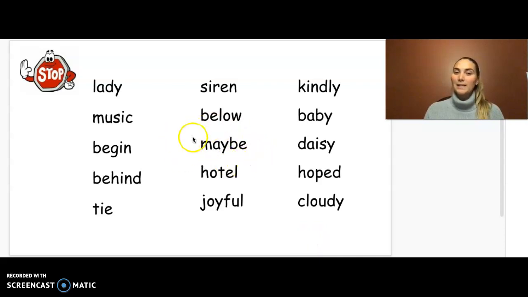Let's look at this word right here in the middle, maybe. Clap the syllables with me. Maybe. How many syllables does this word have? It has 2 syllables because it has 2 vowel sounds. We see a vowel pair, this AY vowel pair, but it only makes 1 sound. So even though there are 2 letters, it makes 1 vowel sound. So this is a consonant vowel pattern word.